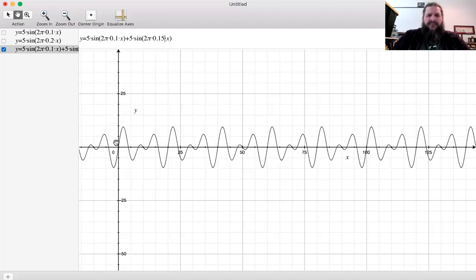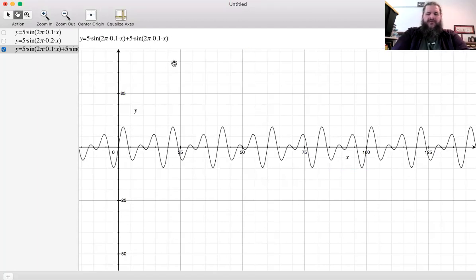Note that we're now getting beats more frequently. We're going from loud to quiet to loud to quiet to loud to quiet in a much shorter amount of time, because we have a larger difference in frequency, the difference between 0.1 and 0.15. A larger difference means a higher frequency of beats. The beats are coming in more rapidly.